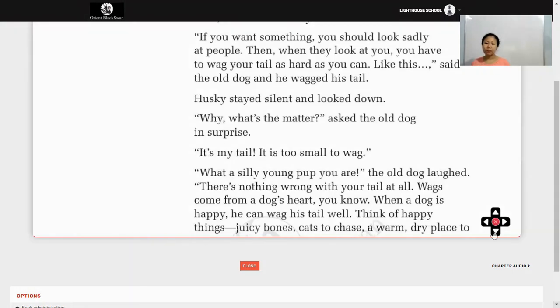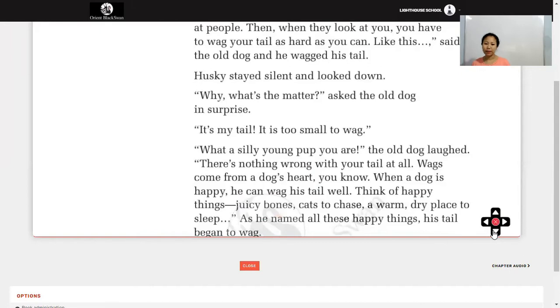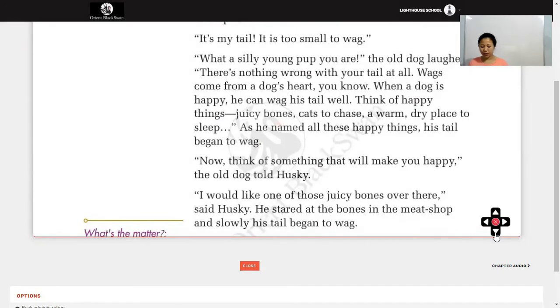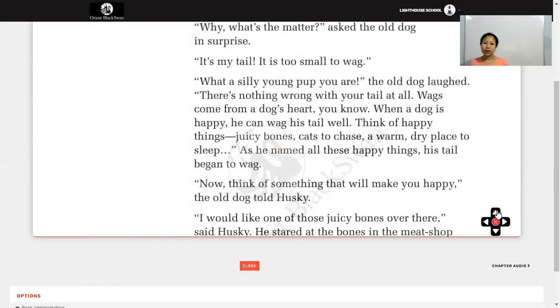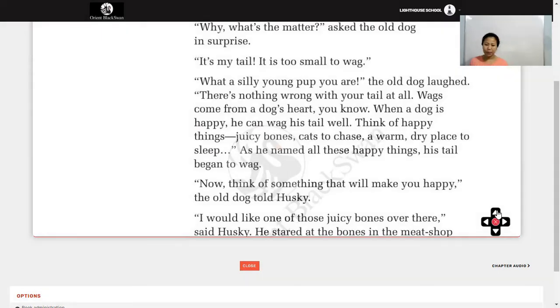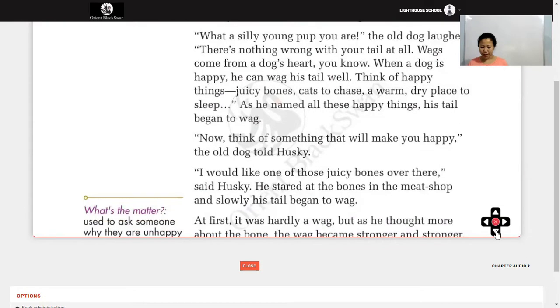And how did Husky reply? He replied, "It is because of my tail. My tail is too small to wag." When Husky said that, the old dog laughed at him and said that he is a silly young pup. Now, the old dog also told Husky that wagging of tail comes from a dog's heart. In order to wag his tail, he should think of happy things like juicy bones, cats to chase, a warm, dry place to sleep. As the old dog named all these happy things, Husky began to wag his tail.